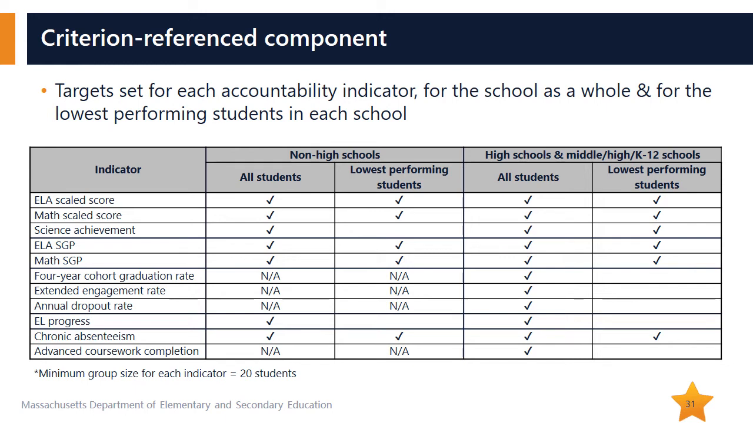For each school and district's lowest performing students group, targets will also be set for achievement, growth, and chronic absenteeism indicators. High school completion, advanced coursework, and EL progress targets will not be set for this group. If any school or group does not have results for at least 20 students for a specific indicator, targets will not be set.